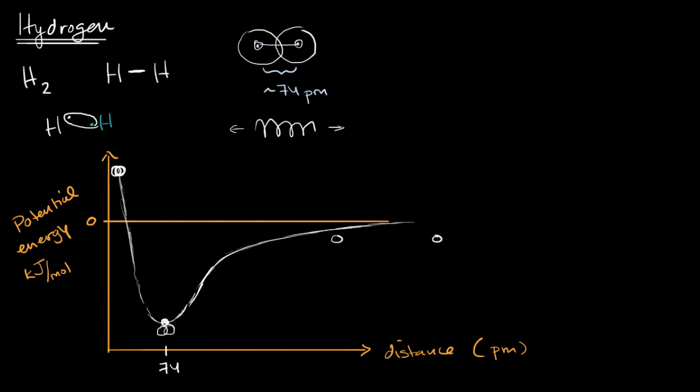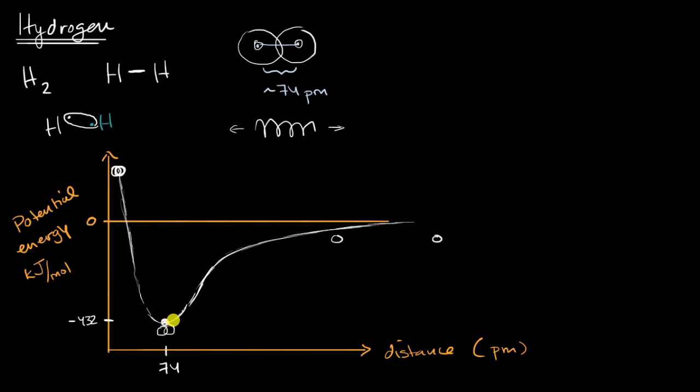And it turns out that for diatomic hydrogen, this difference between 0 and where you will find it at standard temperature and pressure, this distance right over here, is 432 kilojoules per mole. So this is at the point negative 432 kilojoules per mole.